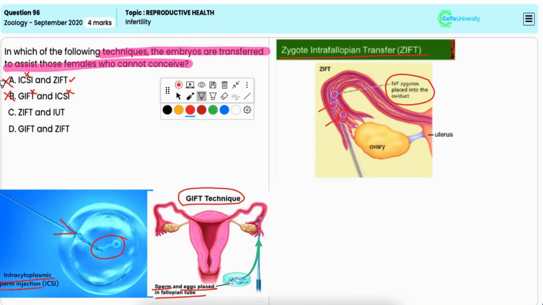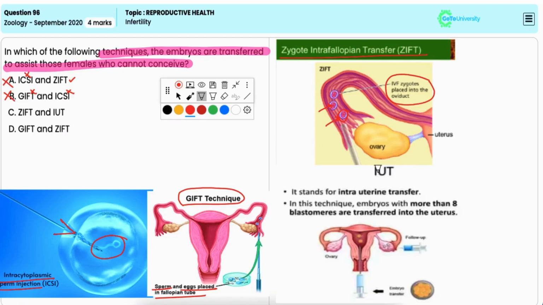Option C, ZIFT and IUT. ZIFT involves the transferring of the zygote, that is an early stage embryo, into the fallopian tube, and IUT, that is intrauterine transfer, involves placing an embryo directly into the uterus. So both the techniques are used to assist females who cannot conceive naturally. Hence this is the correct option.